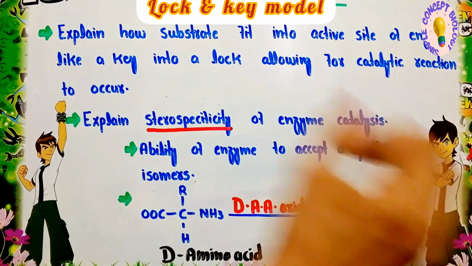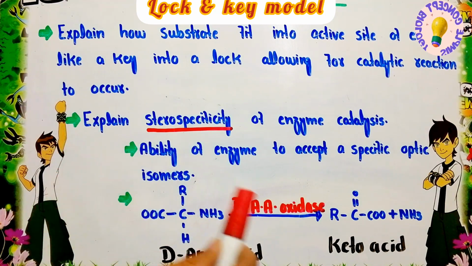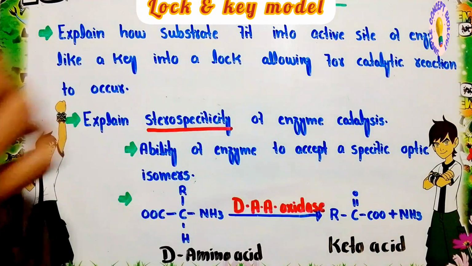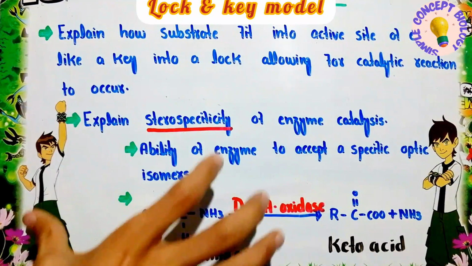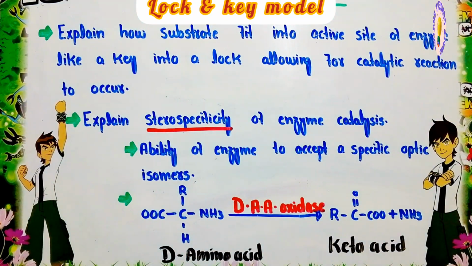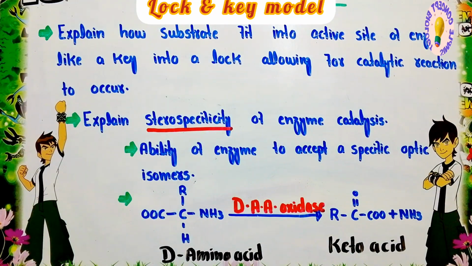acid and ammonia. Now if I change this D amino acid and place the L amino acid, the D amino acid oxidase is unable to convert the L amino acid into the product. So this property of the enzyme is called stereospecificity of the enzyme. Now this process is mainly explained by the lock and key model that was proposed by Fischer.